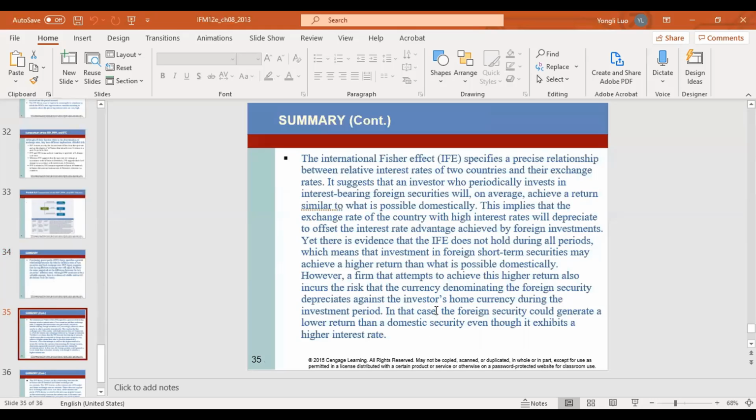The international Fisher effect specifies a precise relationship between the relative interest rates of two countries and their exchange rate. It suggests that an investor who periodically invests in interest-bearing foreign securities will on average achieve a return similar to what is possible domestically.